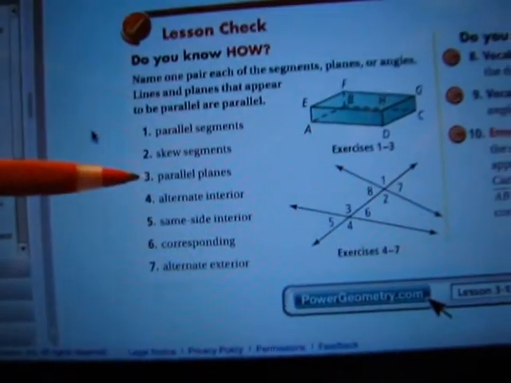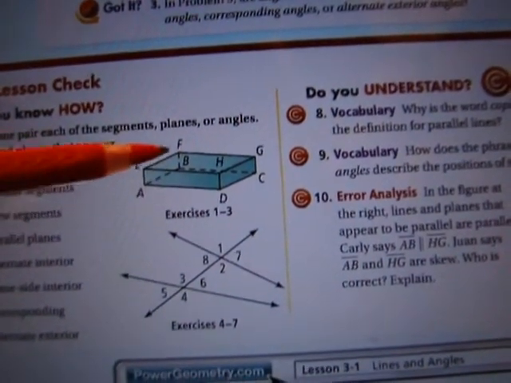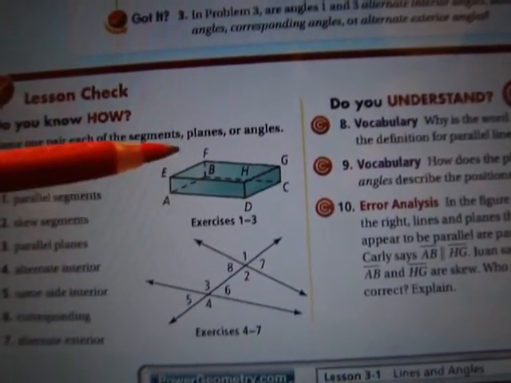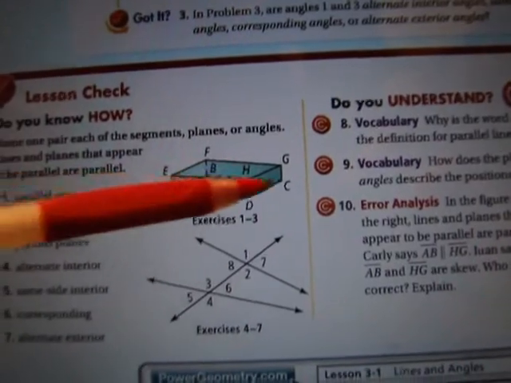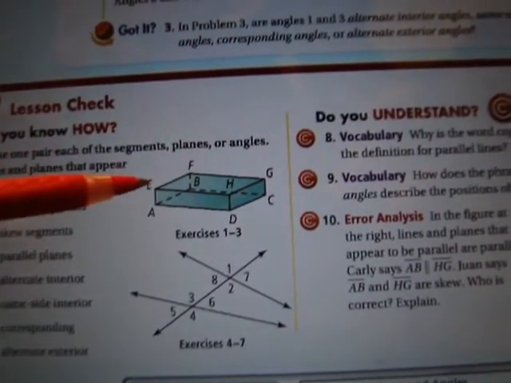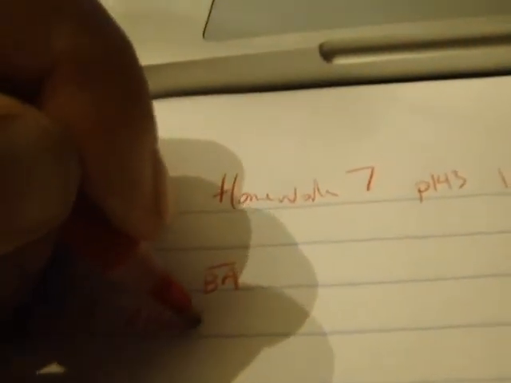Number 3, parallel planes. Okay, parallel planes are planes that face apart from each other and never touch. So like the ceiling and the floor, or the left and the right, or the front and the back. I'll say the ceiling and the floor. So the name of the ceiling would be EFGH, and the floor would be ABCD. EFGH is parallel to ABCD.